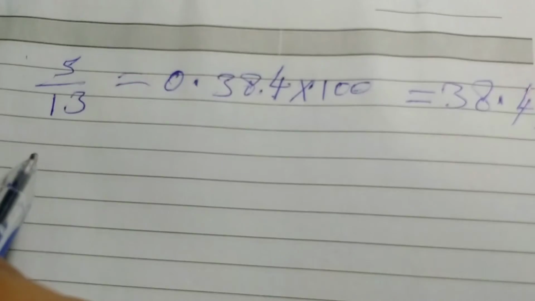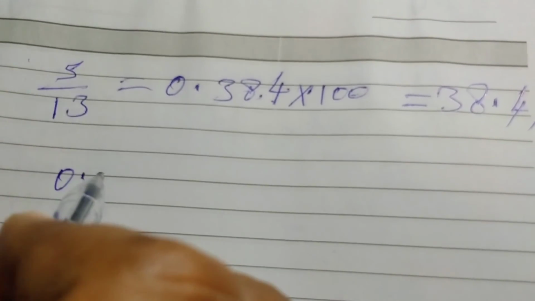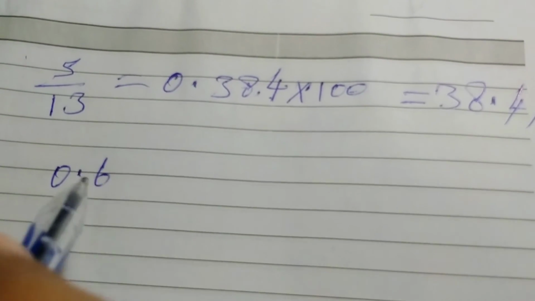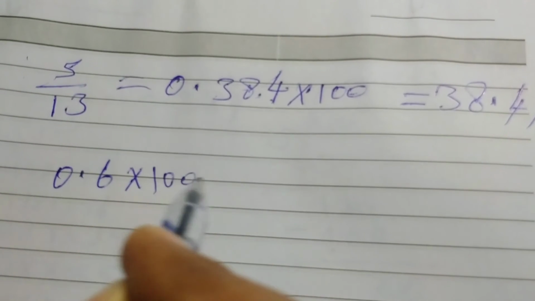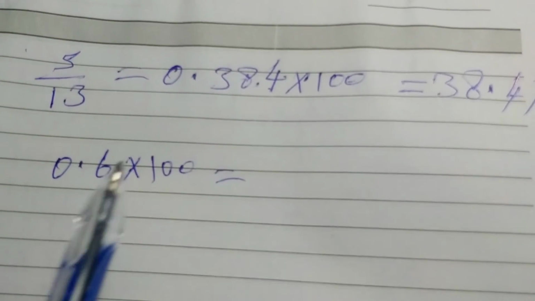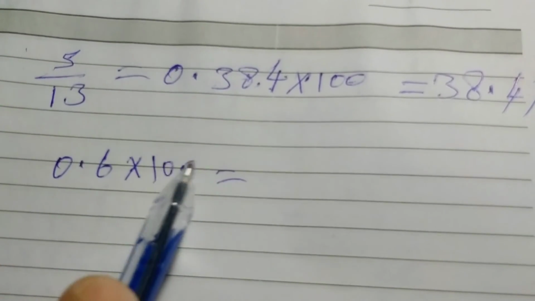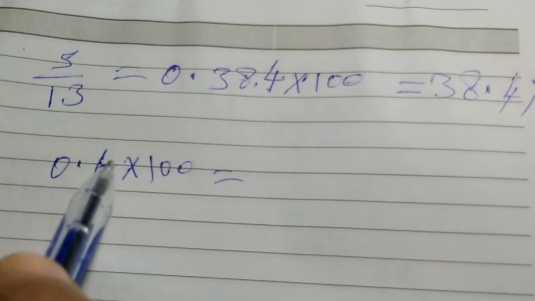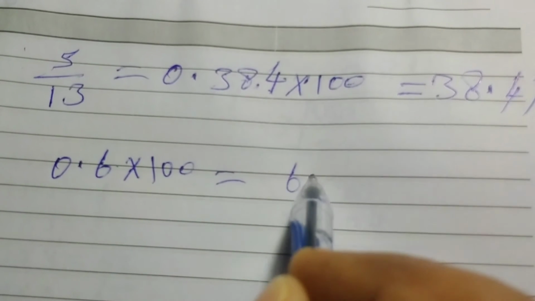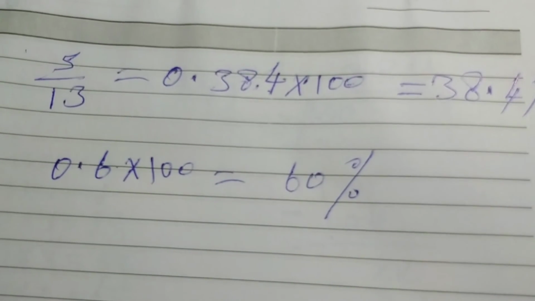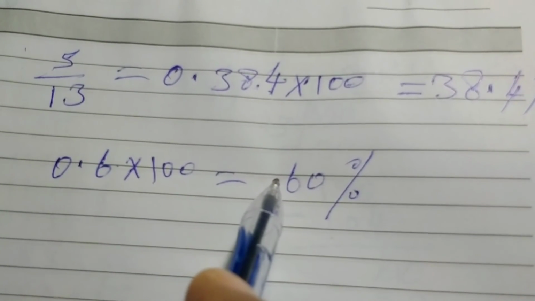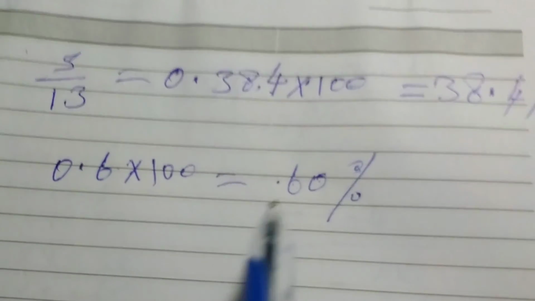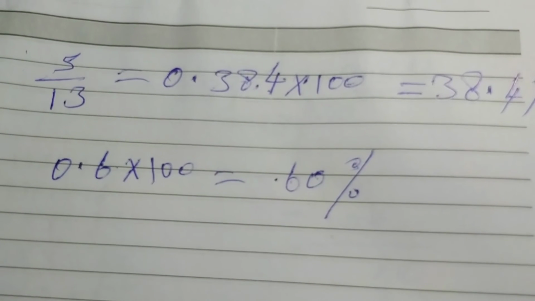For example, 0.6. Convert it into percentage, so multiply by 100. Multiplying by 100, the technique is that the point will move two digits, 1 and 2. We don't have a second digit, so we will put 0. So it will be 60%. Because the point was here, we have to move the point two digits to the right side, 1 and 2. So 60. This is our answer.